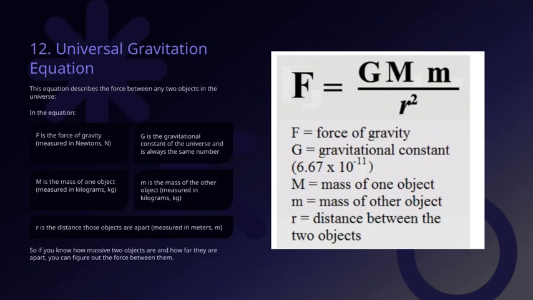So, if you know how massive two objects are and how far apart they are, you can actually figure out the force between them. The key variables here are r, which is the distance between the objects measured in meters. Then there's m, representing the mass of one of the objects, measured in kilograms. G is the gravitational constant of the universe, and it's always the same number. This is what makes the force calculation universal and consistent. M is the mass of the other object, also in kilograms. F is the force of gravity between these two objects, and it's measured in newtons.